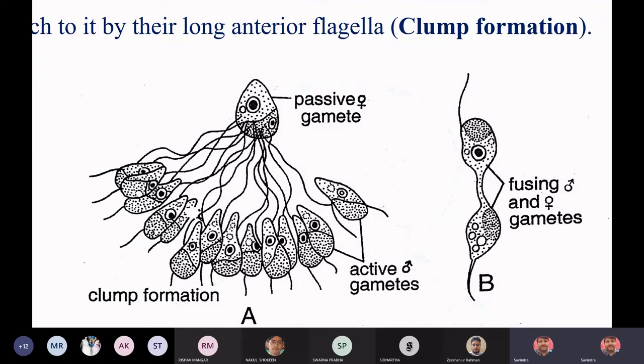will get settled down and it will release ectocarpin hormone which will attract the male gamete, and many male gametes will get attracted toward this female gamete and they will get attached by their long flagella and in a group, and then they will form the structure which is known as clump formation. इसको हम बोलते हैं clump formation.